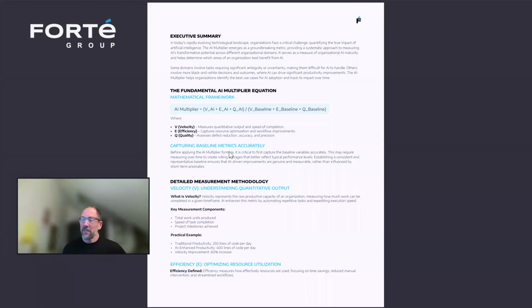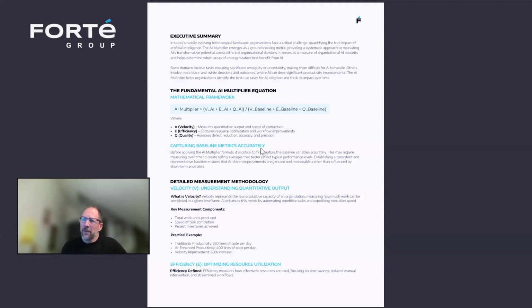So to help with that, we believe it's good to have a framework. And that framework for us, we call it the AI multiplier. Now, what this means is it's pretty simple. You capture your baseline of different variables. And those variables are velocity, efficiency, and quality.